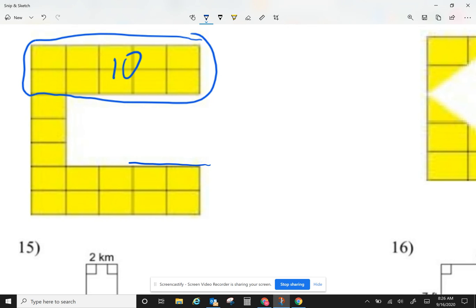I see here at the bottom, there's another rectangle. It's a 2 by 5 rectangle as well. So I'm thinking 2 times 5, that's 10. I can count my squares, but I can just go 2 times 5.